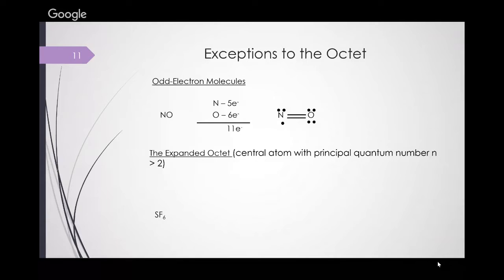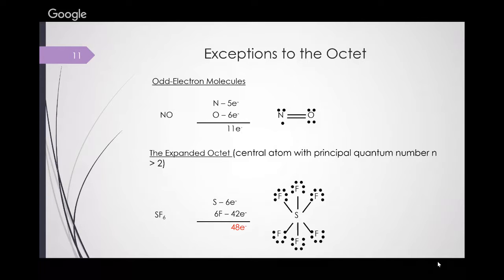An expanded octet would be something like sulfur hexafluoride. Sulfur brings 6 electrons. Each fluorine brings 7, so 7 times 6 is 42. I add that up, and we get 48 total electrons. I put sulfur in the middle and single bond each of my fluorine atoms. Each fluorine has 8 electrons, which it needs to have. And then I've got 8 times 6, which matches 48, so that's good.